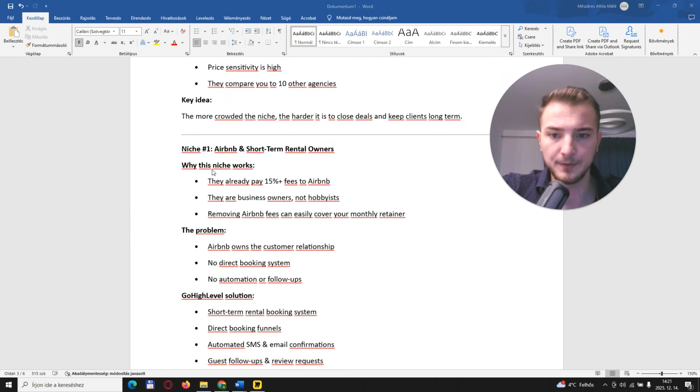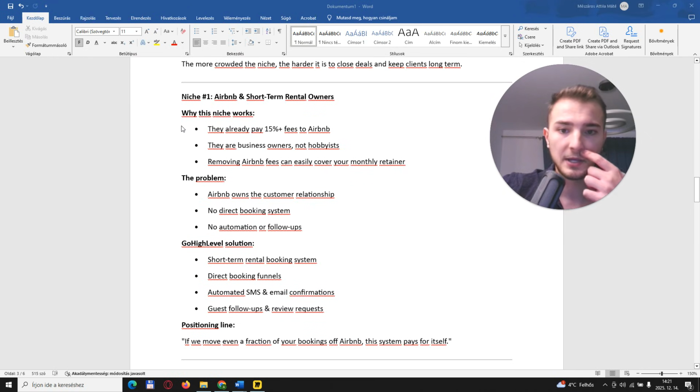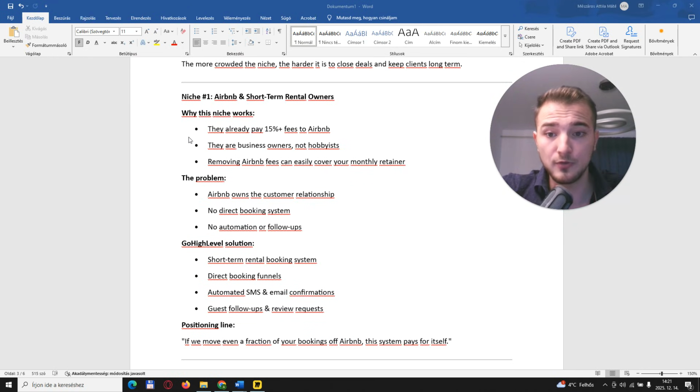Let's talk about the first one, Airbnb and short-term rental owners. Let's talk about why this niche works. They already pay 15+% fees to Airbnb. They are business owners, not hobbyists. Also, removing Airbnb fees can easily cover your monthly retainer. Their problem is Airbnb owns the customer relationship. They have no direct booking system and no automation or follow-ups.